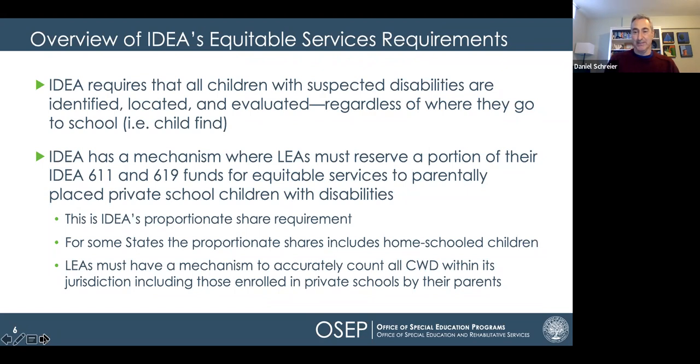And this has been very clear from IDEA 2004, that there is a mechanism. When the LEA gets its LEA subgrant for both 611, the 3 through 21, and the 619, the 3 through 5 subgrants, they have to reserve a portion of their IDEA funds for those children who are PPPS CWD. Essentially it's called proportionate share because it's a proportion. So if 10% of the total number of children within the LEA's jurisdiction go to private schools, you have to reserve 10% of your IDEA funds for equitable services. And in some states, and this is state specific, if a state defines an elementary or secondary school as including homeschool children, then they have to be included in the count as well.